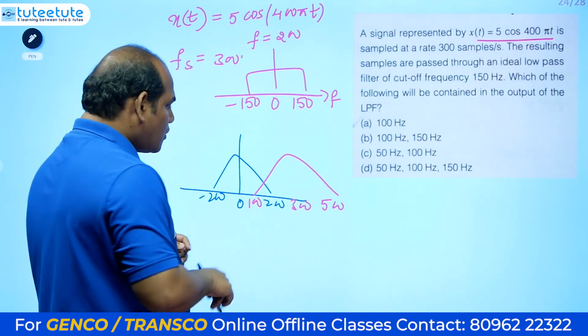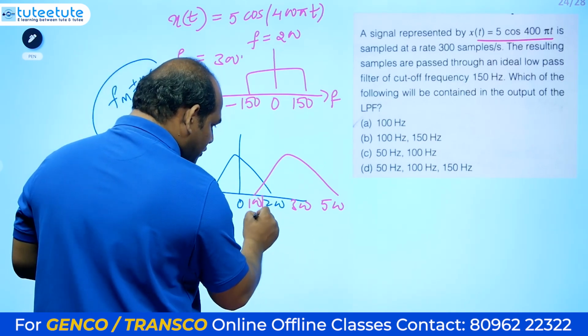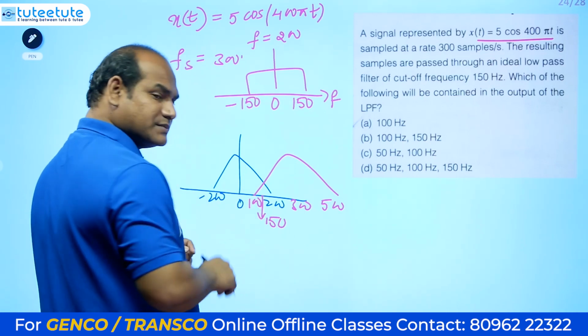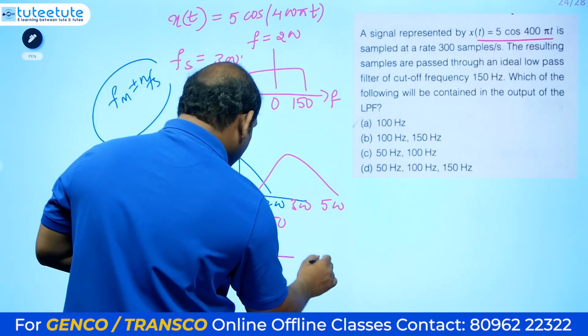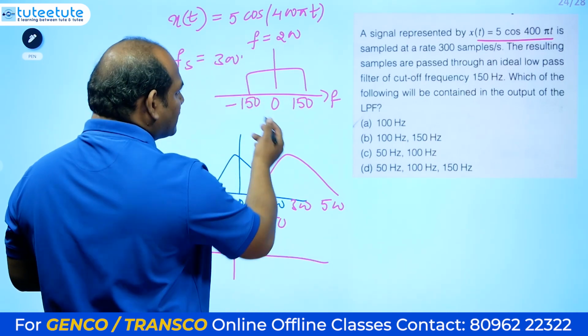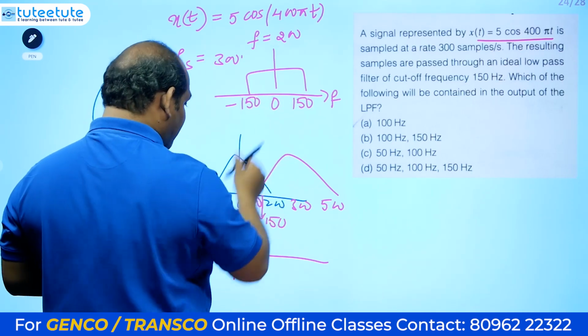Here 100 to 200 means here only, now you have 150. Now you send this through our low pass filter with the cutoff frequency of 150 that they have given.